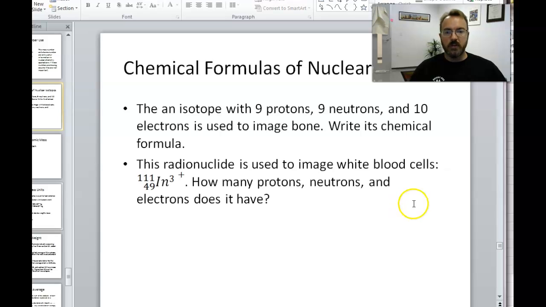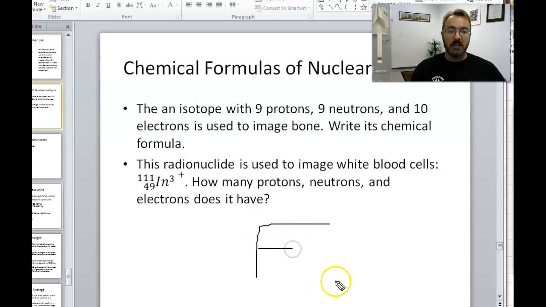Okay. So just real quick, let me review this one. An isotope with 9 protons, 9 neutrons, and 10 electrons is used to image bone. So the way we can figure this out is first, we take the number of protons, and that's what determines the element. So given that, we can figure out what the symbol for that atom should be. If you go find the atomic number 9 on your periodic table, you'll see that the symbol that corresponds to that is F. That's a fluorine atom. So we can write that.